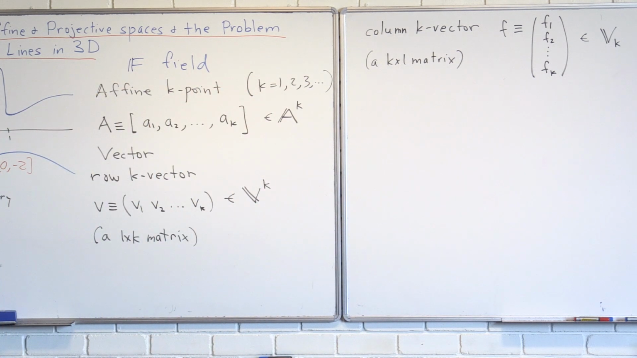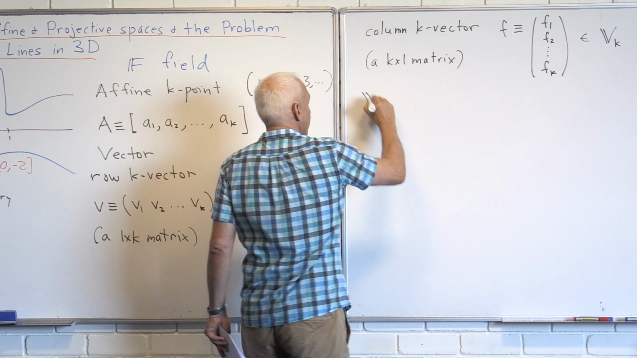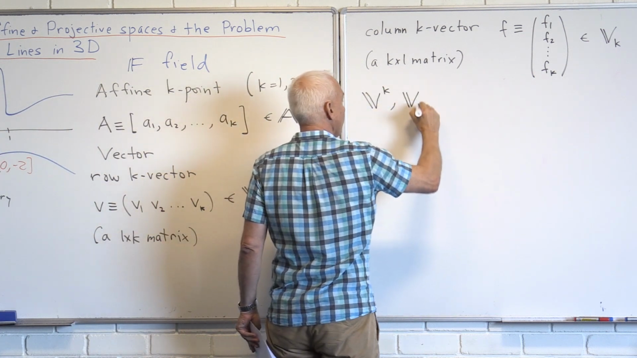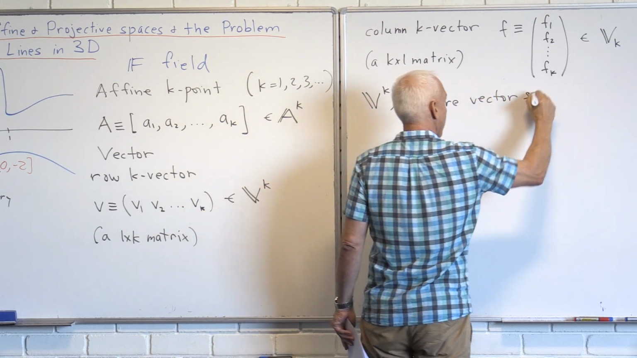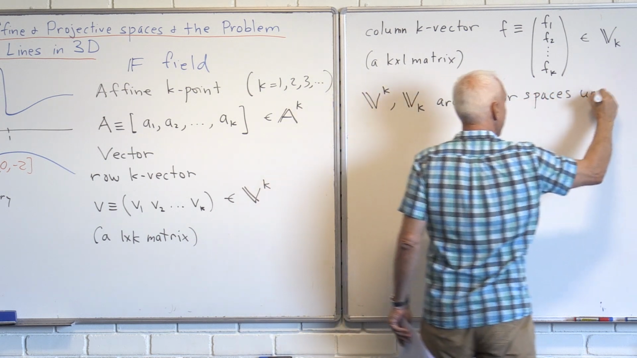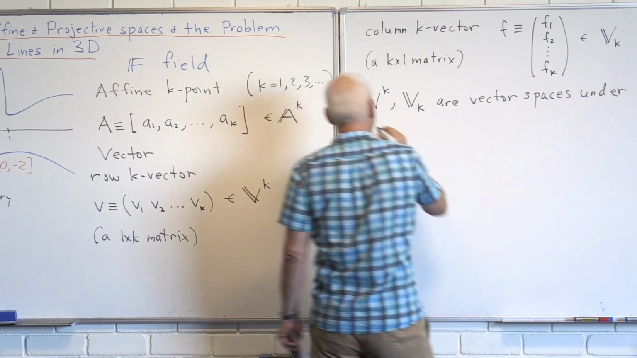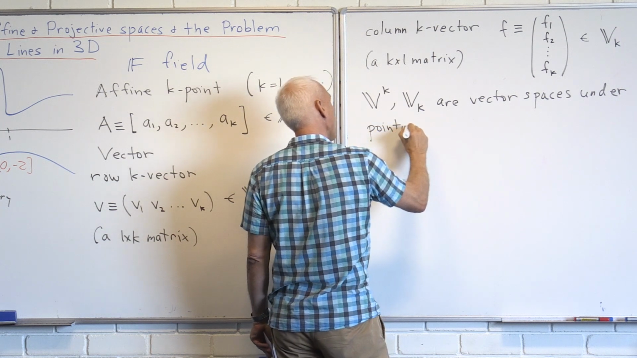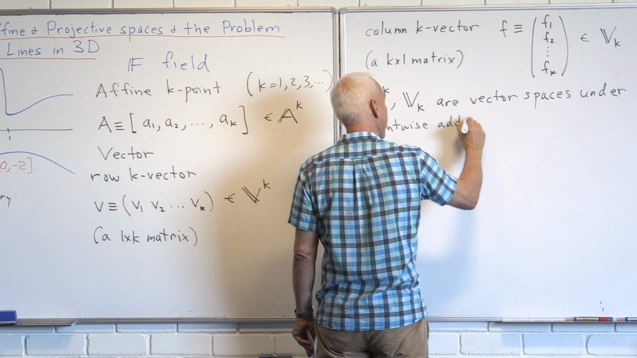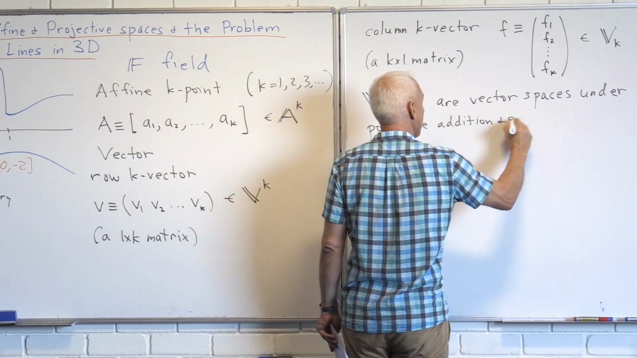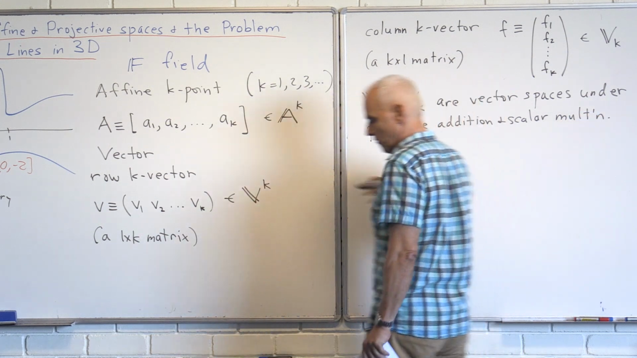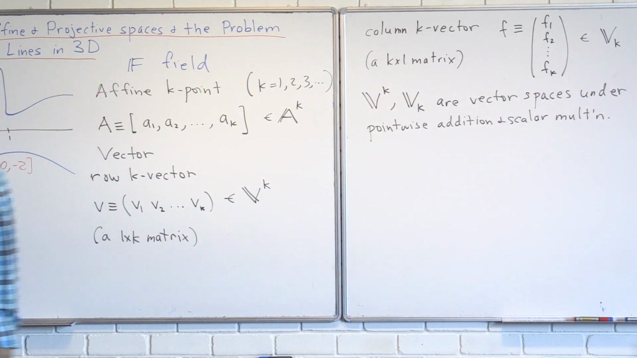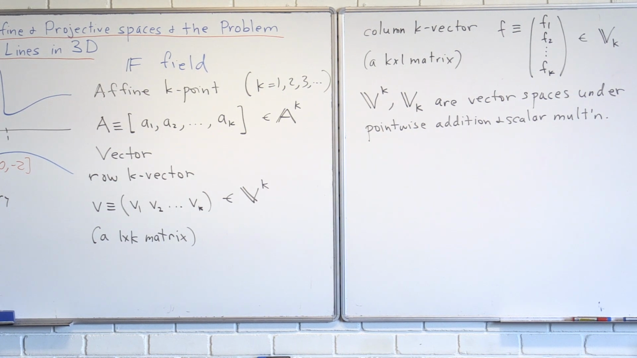Now, these are both vector spaces. So for a fixed k, V super k and V sub k are vector spaces under pointwise addition and scalar multiplication, just as we teach in first year. But now there's row vectors and there's column vectors, and they're sort of symmetrically placed at this point here.